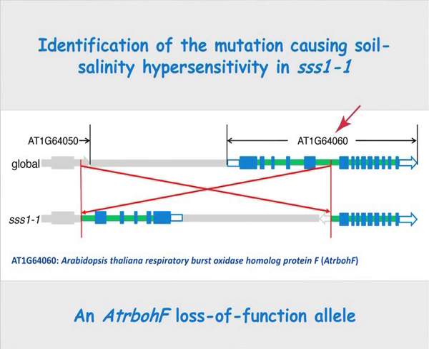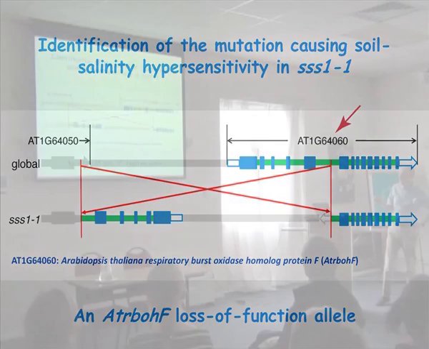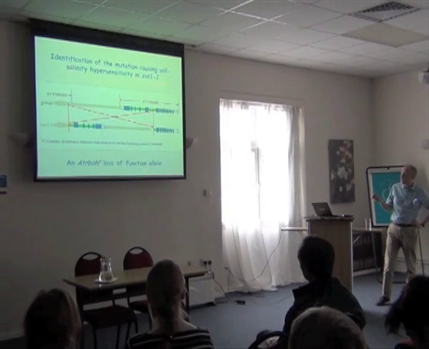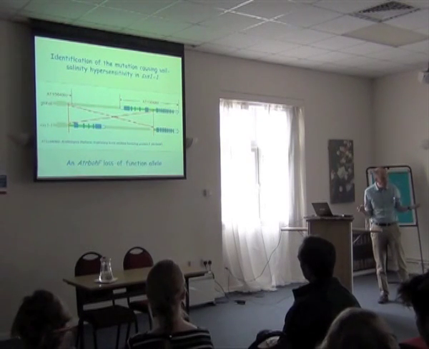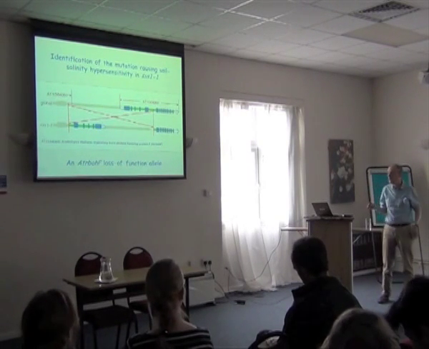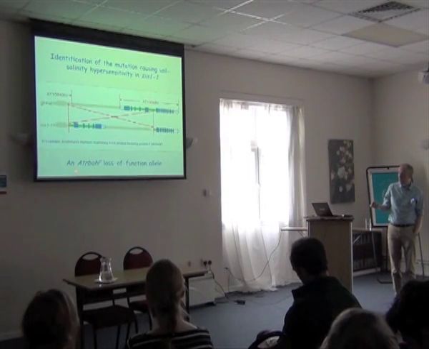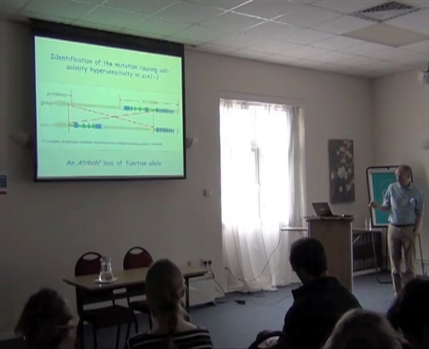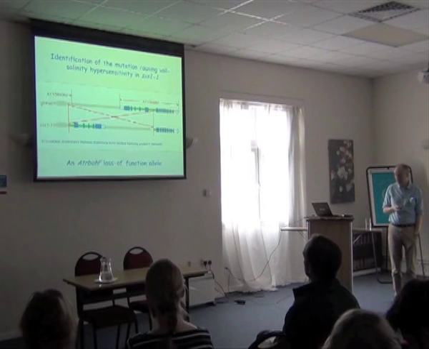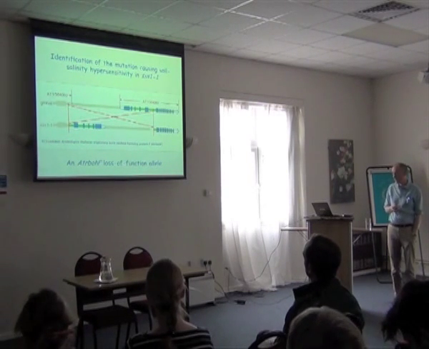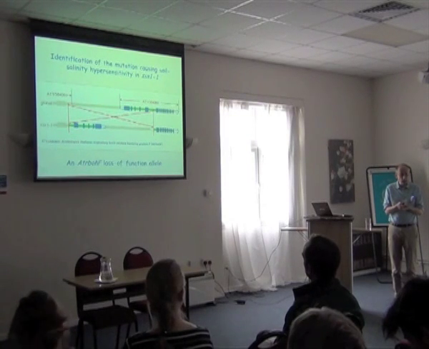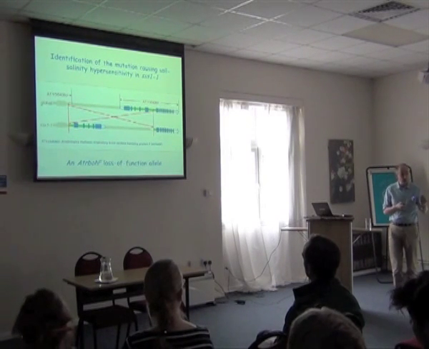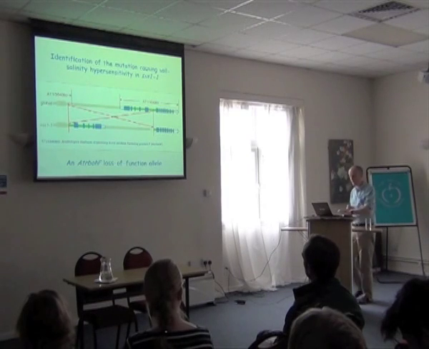So that gave us a very strong clue that the gene that's affected in this SSS1 mutant is this gene here. Because the Arabidopsis genome is very well sequenced, we know about all of the genes in there already. This was a gene, it turned out, that was already known about, a gene called ATRBOHF. Now, you may say to me, well, okay, you found this mutation, that doesn't mean that mutation is the cause of your mutant phenotype.